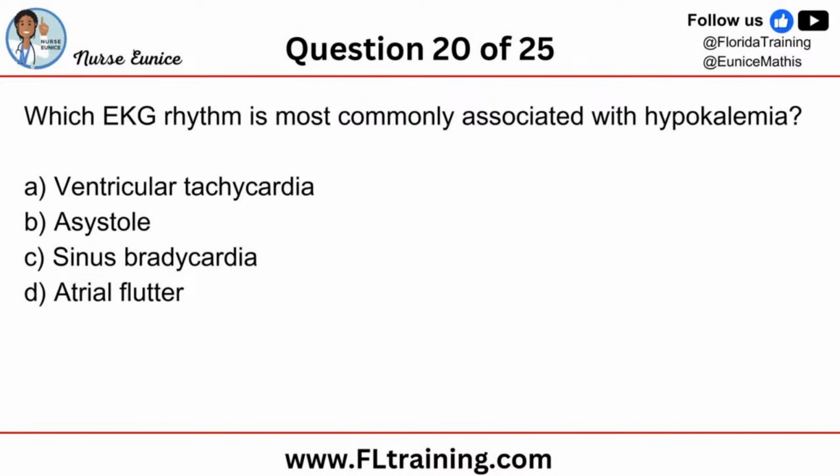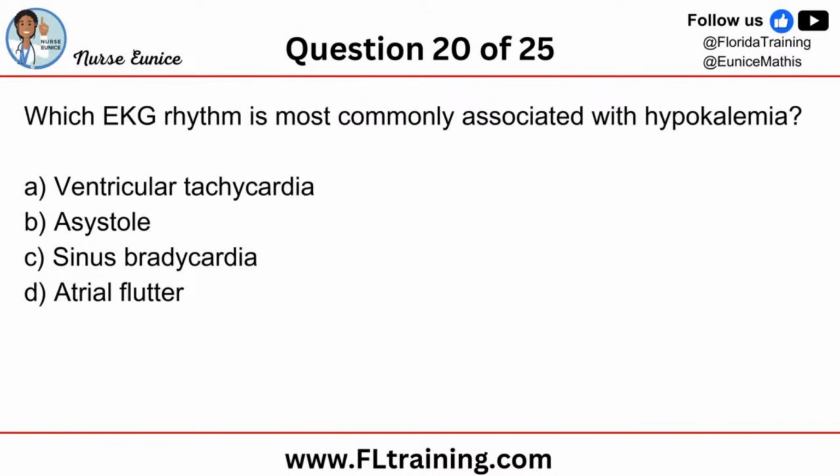So, which EKG rhythm is commonly associated with hypokalemia? Is it A, ventricular tachycardia? I know, but no one put in a response. Is it B, asystole? Is it C, sinus bradycardia? Or is it D, atrial flutter?